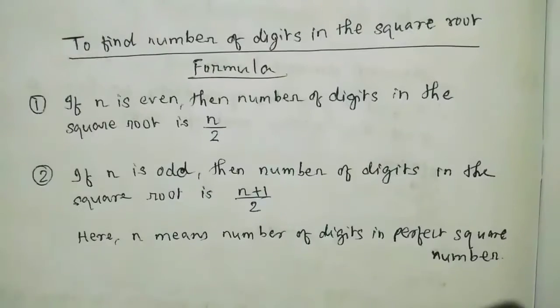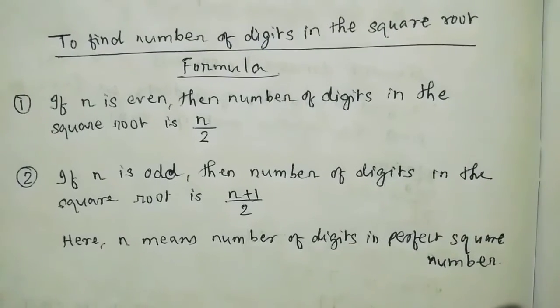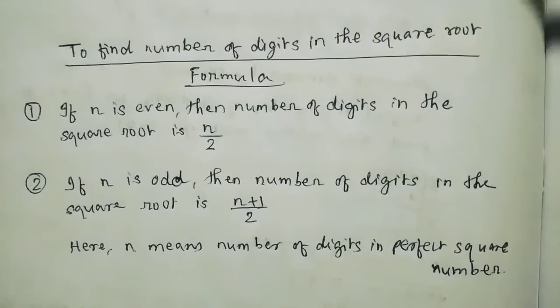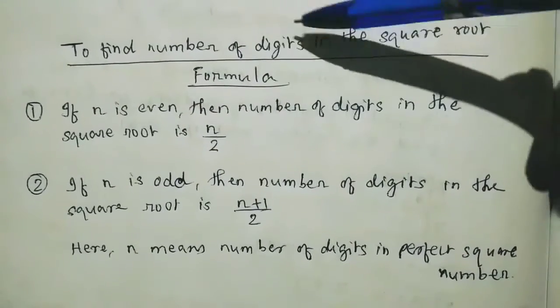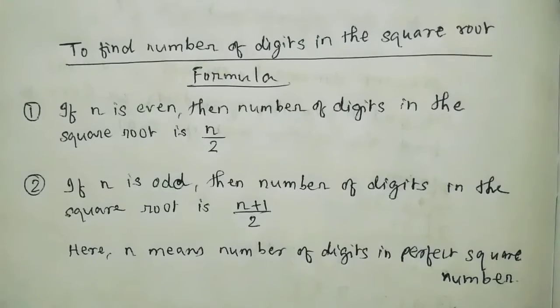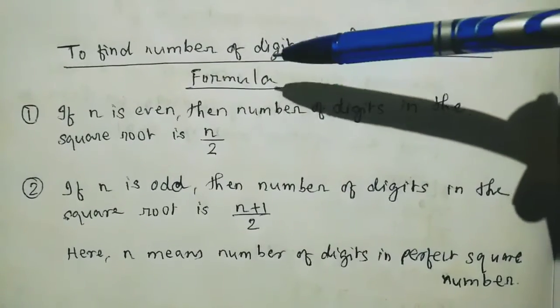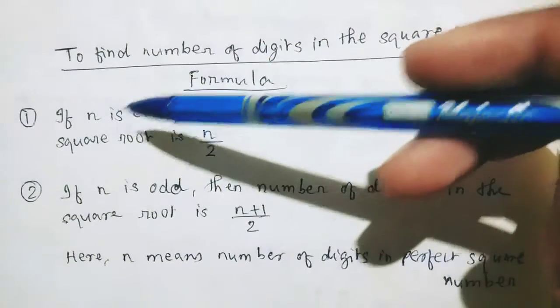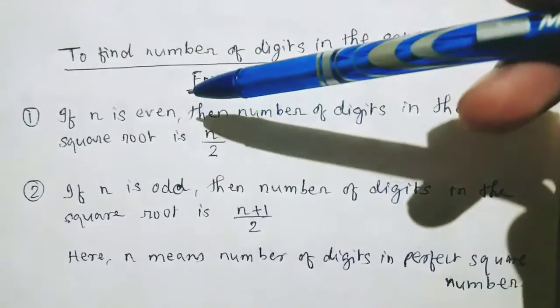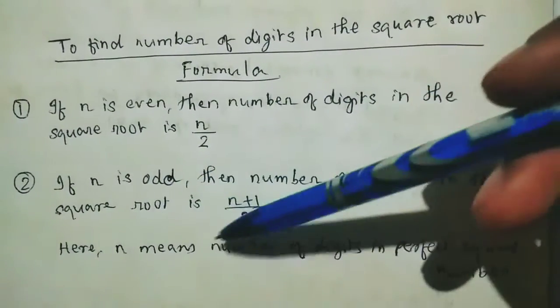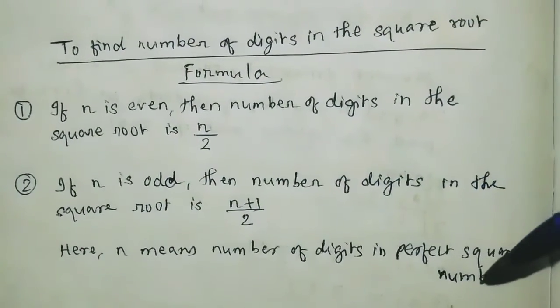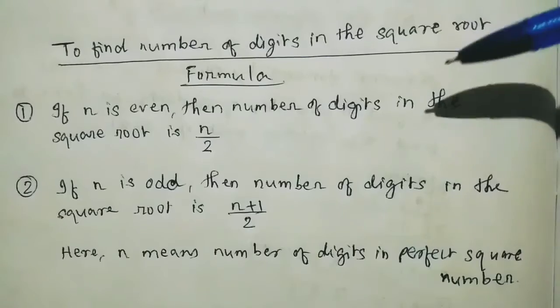Students, all of you carefully see this, and you have to write in your notebook how to find the number of digits in the square root. How many digits are there? You have to find it by this formula. First, if n is even. Now what is n? I have written it at the bottom. N means the number of digits in the perfect square number. N is the number of digits, you have to count it.